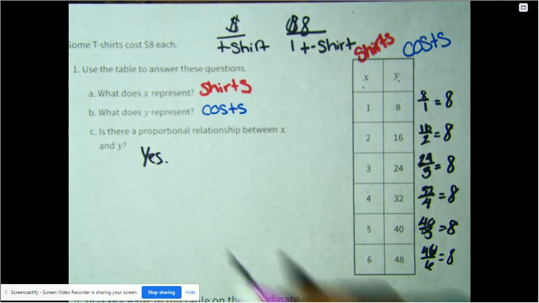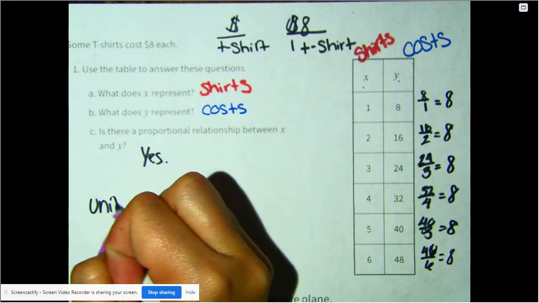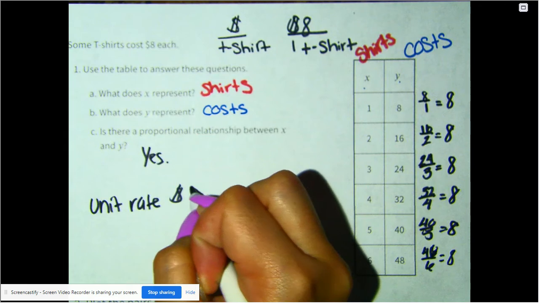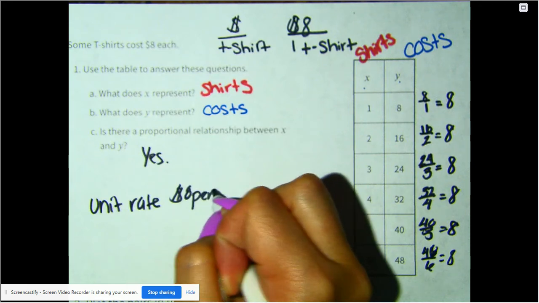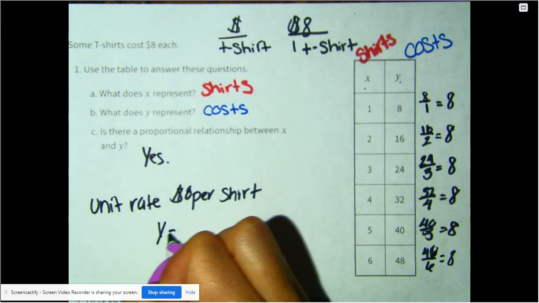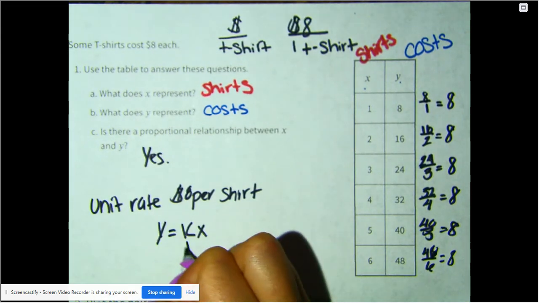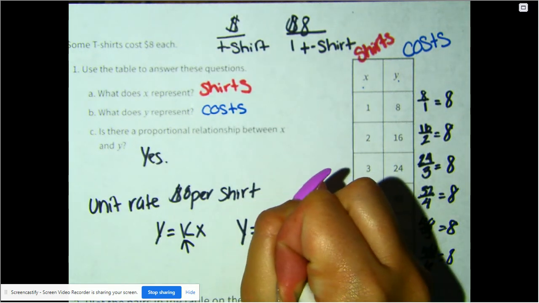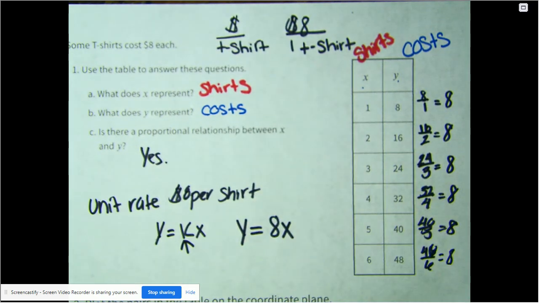And if I even want to go that far, I knew my unit rate is $8 per shirt, which also leads me to my equation in the form of y equals kx, k being that constant of proportionality. So your equation this time is y is equal to 8x.